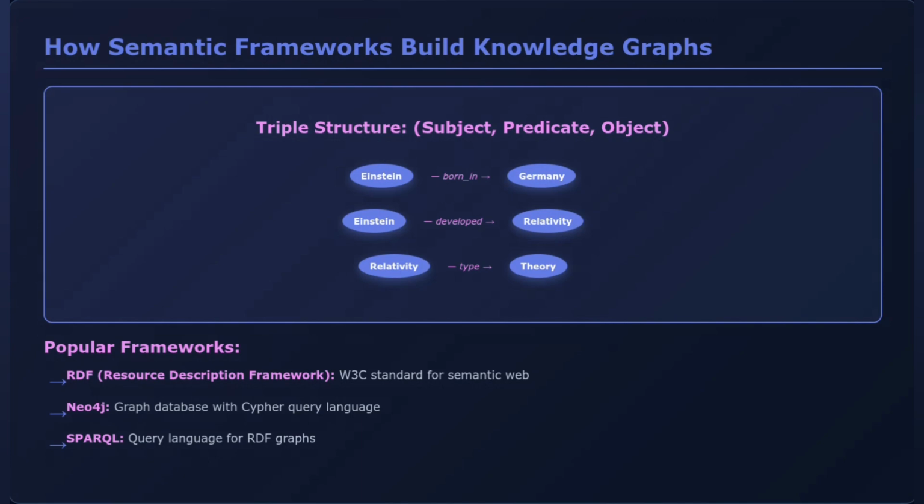RDF, Resource Description Framework. This is the W3C standard for representing information on the semantic web. It's like the lingua franca of knowledge graphs. Neo4j. This is a graph database that stores and queries knowledge graphs incredibly efficiently. It uses a query language called Cypher, which is super intuitive. SPARQL. Think of this as SQL for knowledge graphs. It's the query language for RDF data.